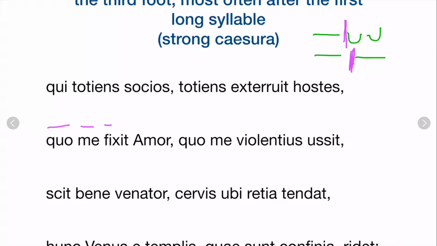Quo me fixit amor, quo me violentius usit. 1, 2, 3, 4, 5. There, that's a good caesura. Okay, and that's a strong caesura. It happens right after that first long syllable.